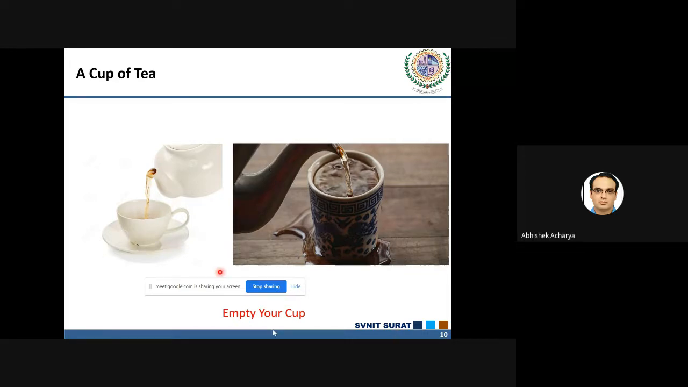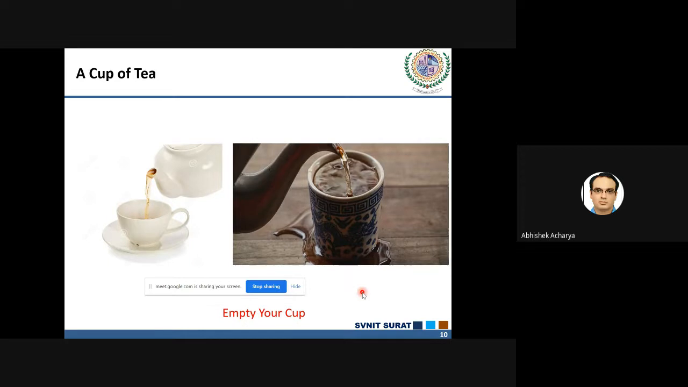So this story tells us that before solving any real-time problem, we have to first empty the cup. Otherwise, everything will be messed up over there. So the student was not able to get results because he was not able to get rid of his previous thoughts. That is why he was not able to concentrate on the studies or on the research.